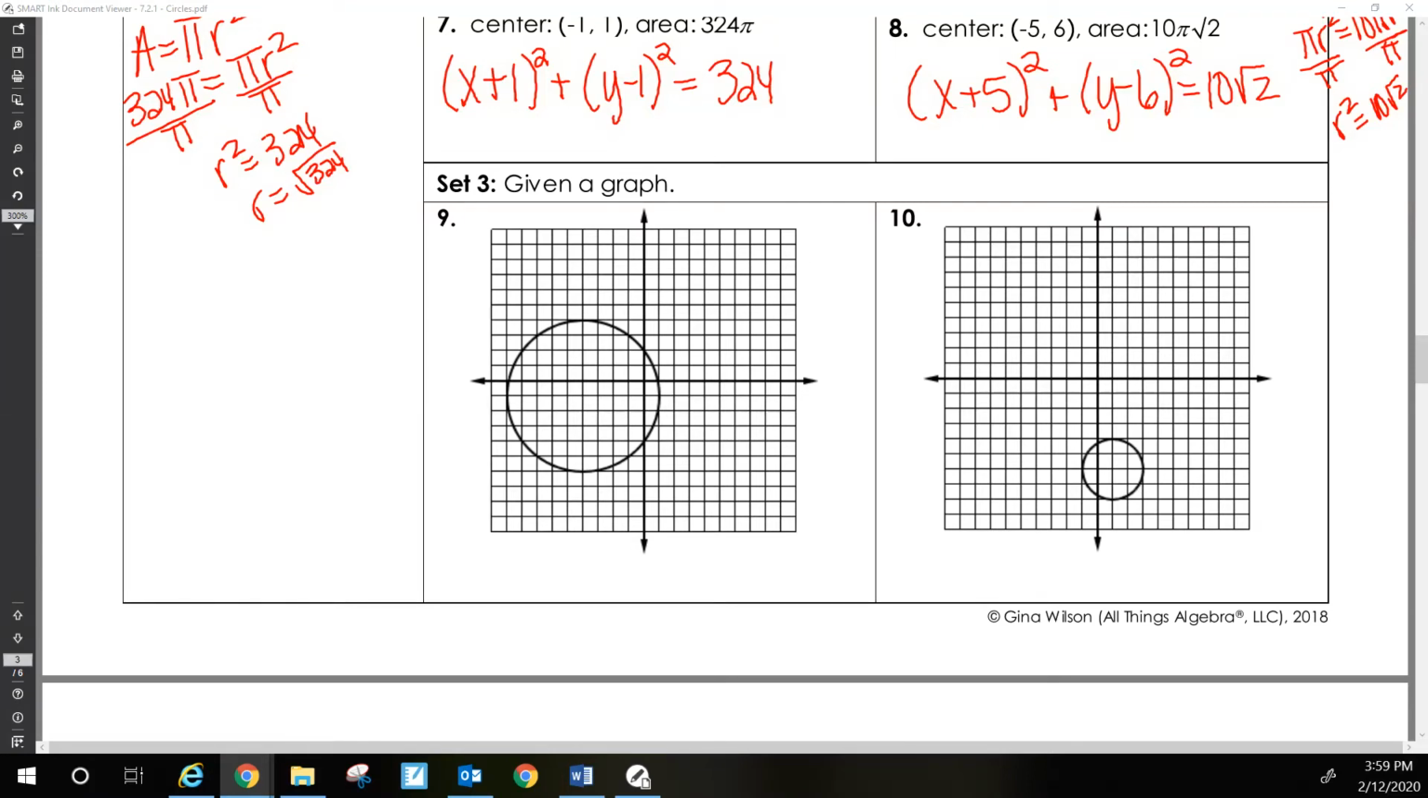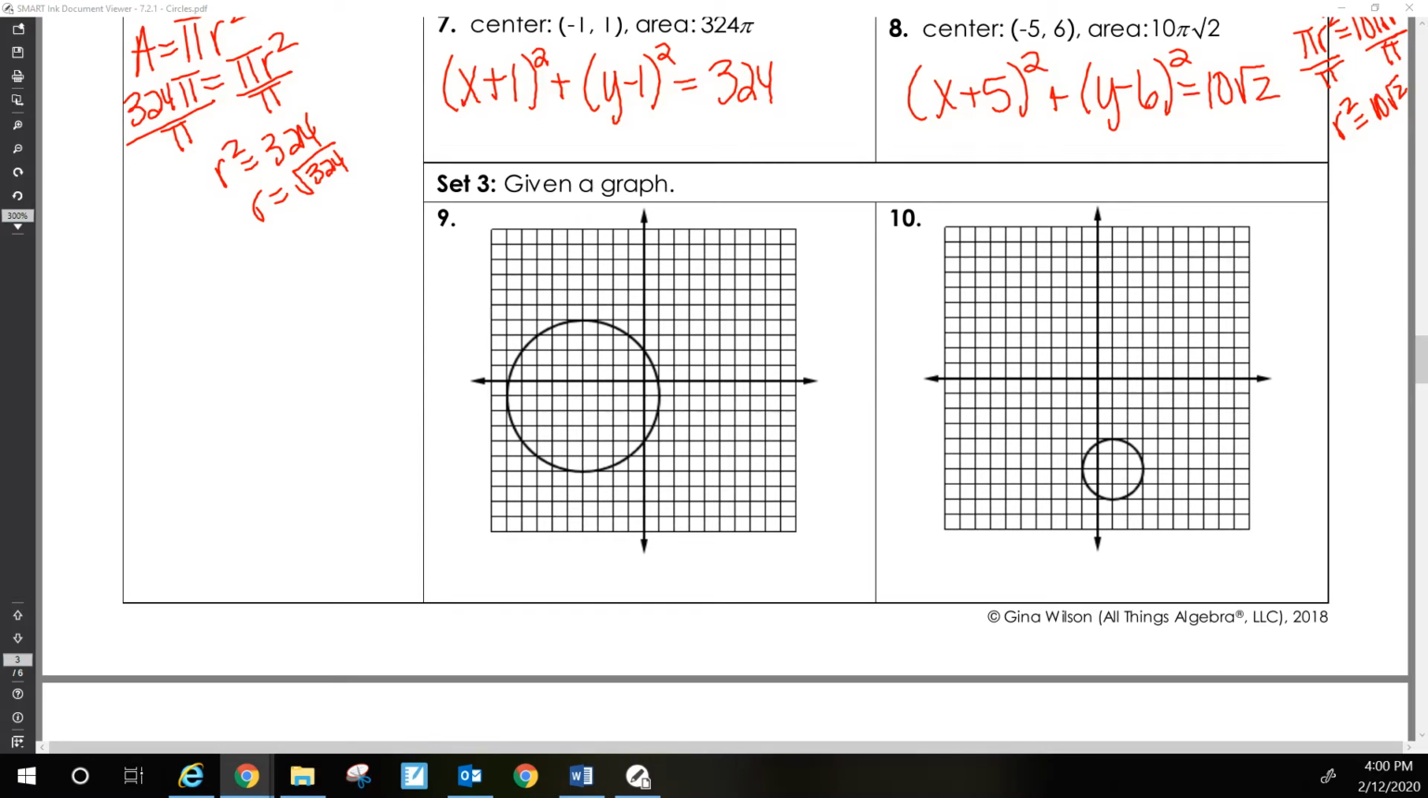Hello, pre-calculus. Here is set 2 of our circles, and we're working on number 9. We've been given the graph of a circle, and we want to write its equation. So the two things we need for the equation are its center and the radius. First thing I'm going to do is try to figure out how far across this way. It's kind of hard to tell with this x-axis. I think across this way here.